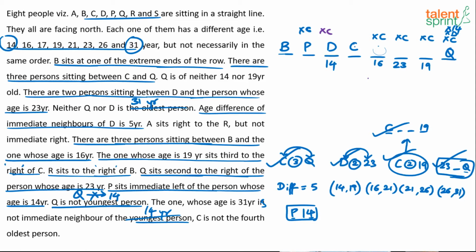Right? Now, let us go to the other point that we have. So this point is used. The other point that we had put here is difference is 5 years. Whose difference is 5 years? The immediate neighbors of, which person was that?